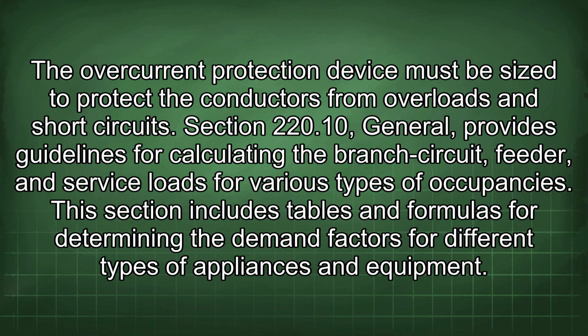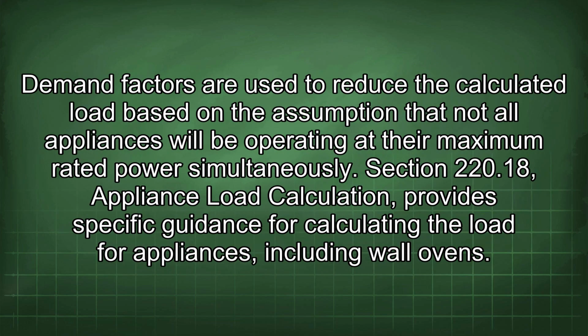Section 220.10, General, provides guidelines for calculating the branch circuit, feeder, and service loads for various types of occupancies. This section includes tables and formulas for determining the demand factors for different types of appliances and equipment. Demand factors are used to reduce the calculated load based on the assumption that not all appliances will be operating at their maximum rated power simultaneously.